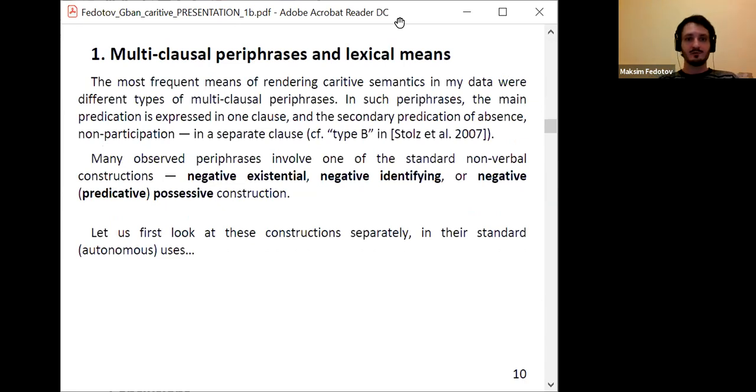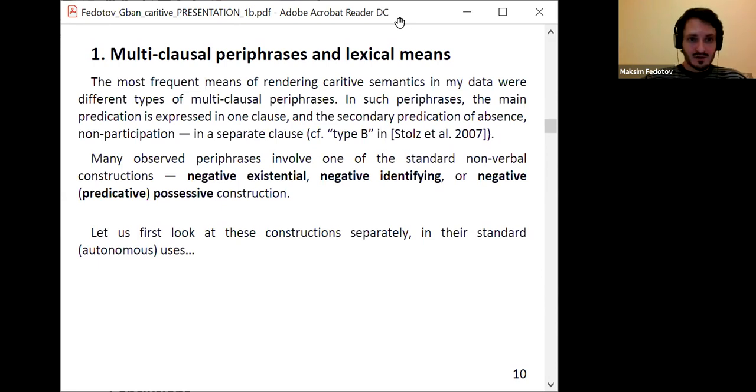So the most frequent means of rendering caritive semantics in my data were different types of multi-clausal periphrases. In such periphrases, the main predication was expressed in one clause, and the secondary predication of absence or non-participation in a separate clause. In the monograph by Stolz and co-authors, this would fall into type B, so the languages where caritive is expressed by a combination of comitative and negation.